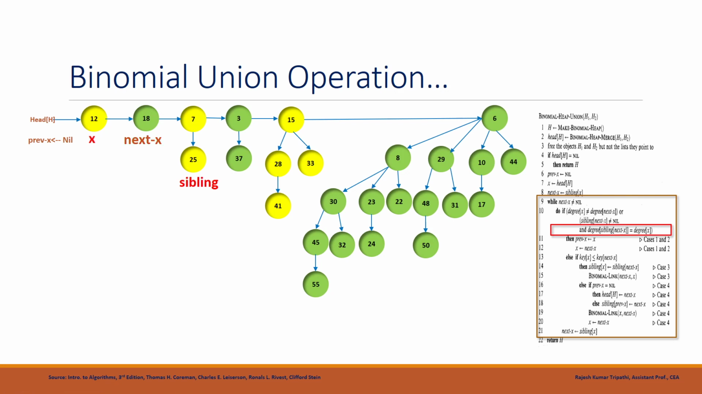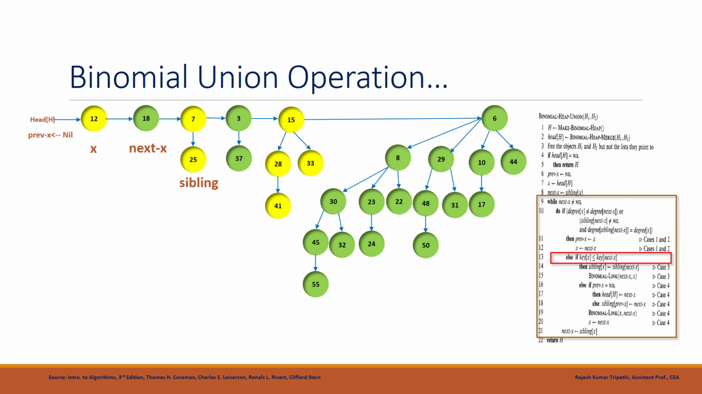Again, in the AND part there are 2 conditions. We will check whether the degree of sibling of next X is equal to degree of X. No, it is also false. So it means we can combine X and next X. If the degree of this one and this one is the same but the degree of the next one is not the same, you can combine these 2 similar degree binomial trees. So we will reach here.